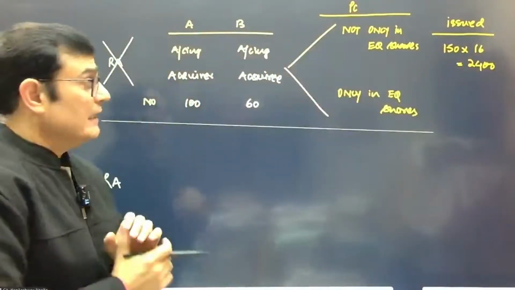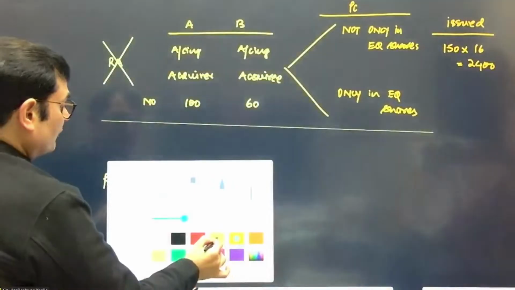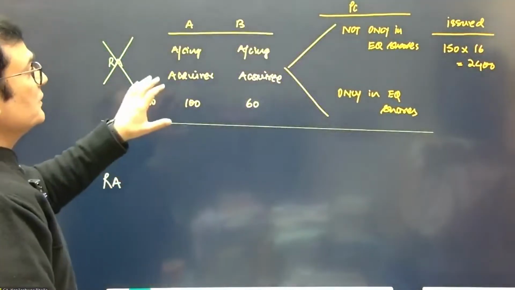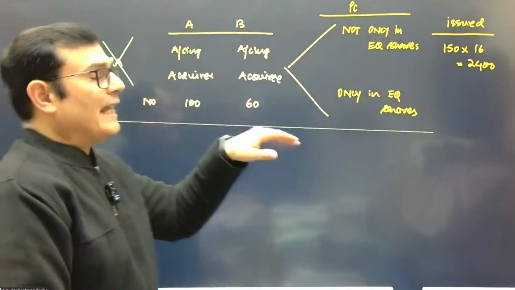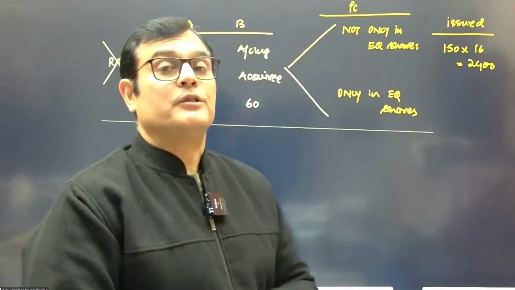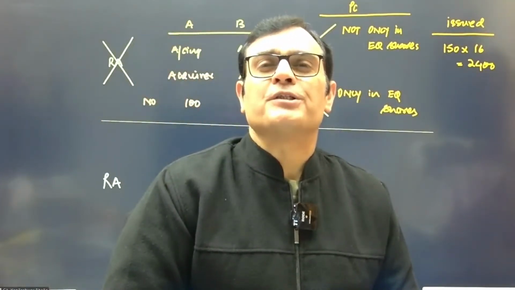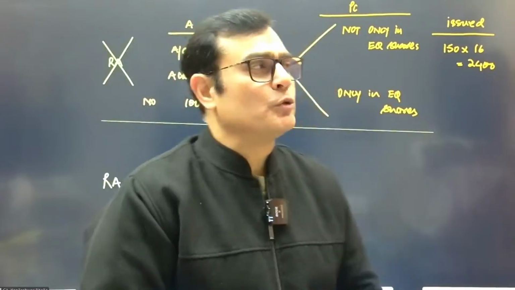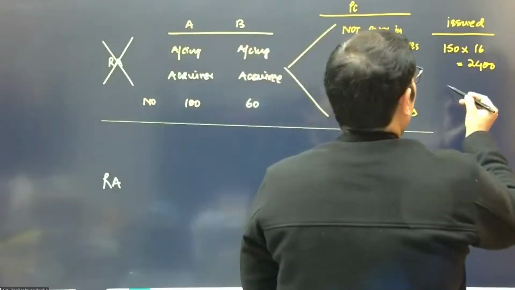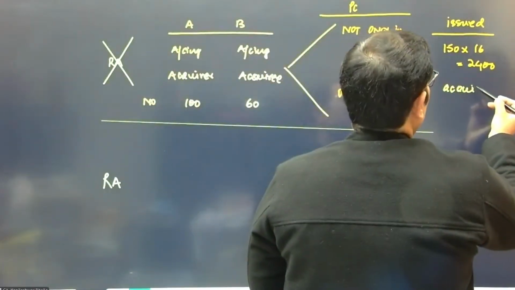Super. Let's put the second question now, friends, to you. If this is not a reverse acquisition and the consideration is only in equity shares, by issuing 150 shares, how many shares did he get a control on? So what did he acquire? Give me the number.